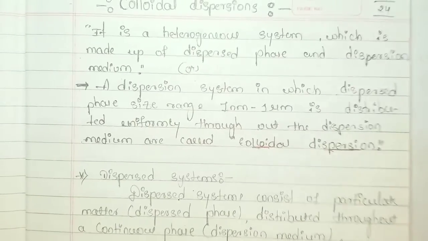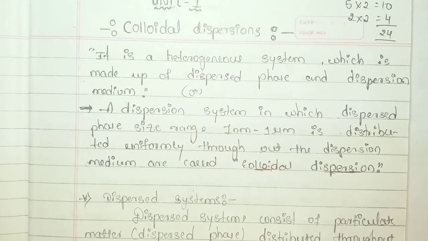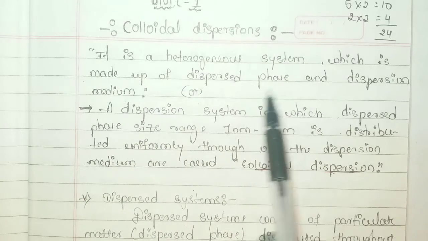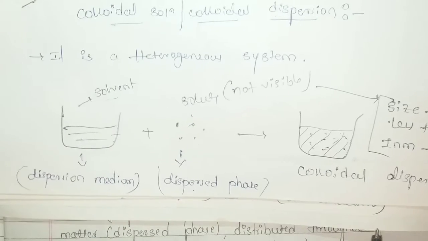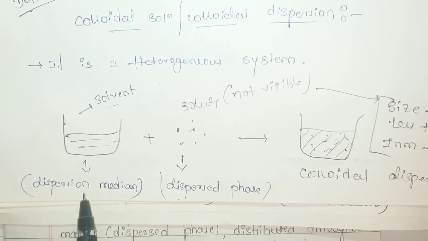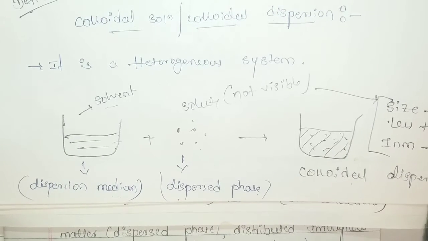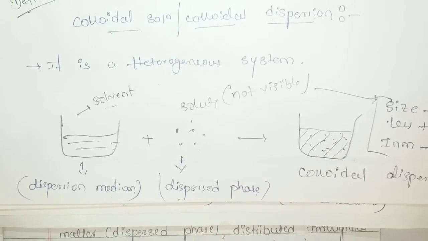Let us start this unit, colloidal dispersion. The definition of colloidal dispersion is: it is a heterogeneous system made up of a dispersed phase and a dispersion medium. When these are combined, they form a colloidal dispersion.